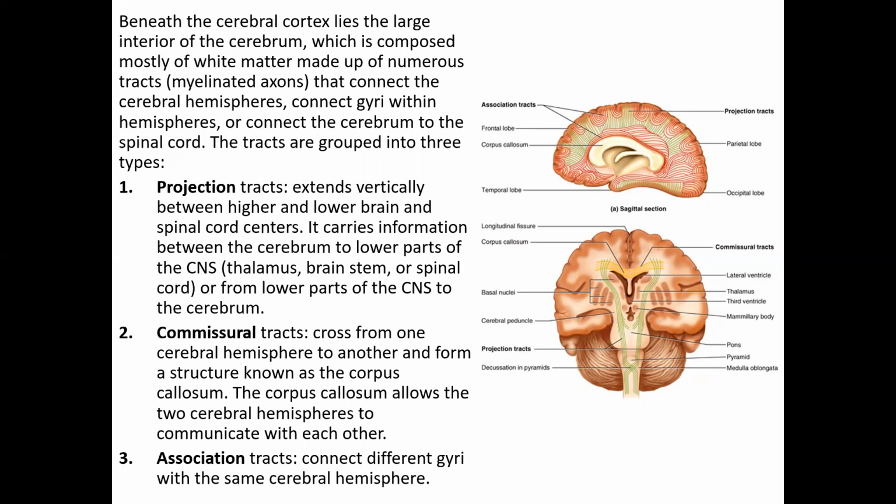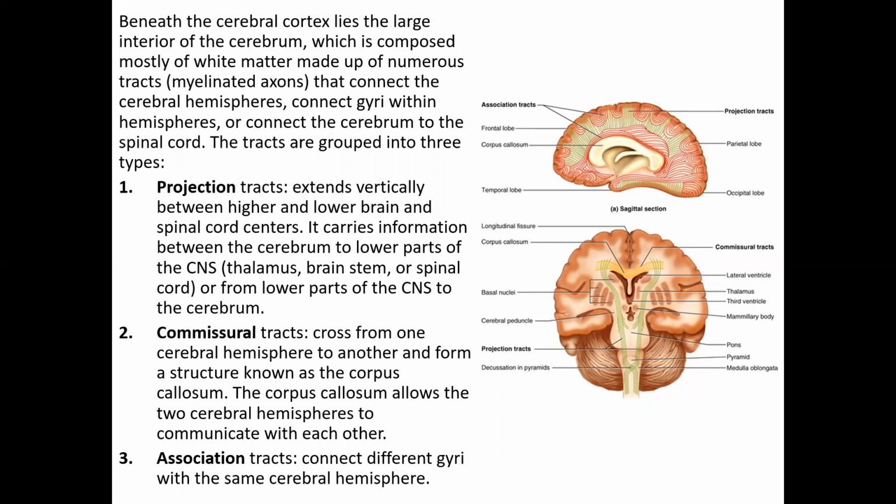Now, the cerebral cortex, remember, is just a very thin shell on the very outside of the cerebrum. It's only 2 to 4 millimeters thick. That leaves a lot still to talk about with the cerebrum. Beneath that cerebral cortex, beneath that gray matter, lies the interior of the cerebrum, which is composed mostly of white matter. And just like the white matter of our spinal cord, we're talking about myelinated axons that carry signals up and down, but also from front to back, and can actually crisscross from one side of the brain to the other. So we group the tracts in the cerebrum into three types: projection, commissural, and association.